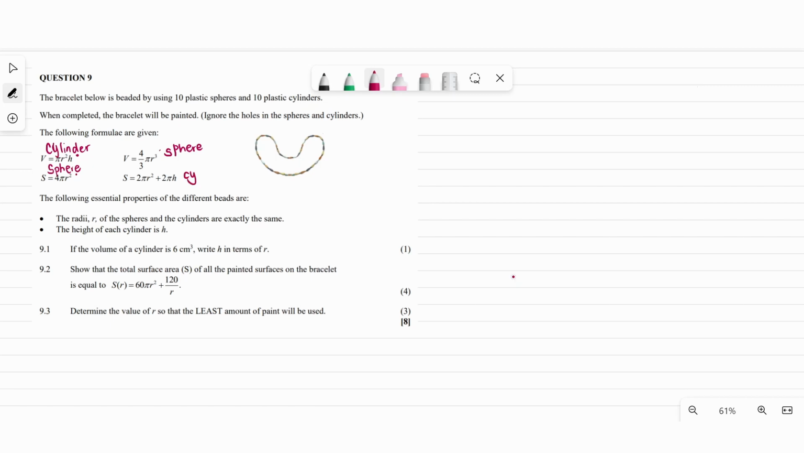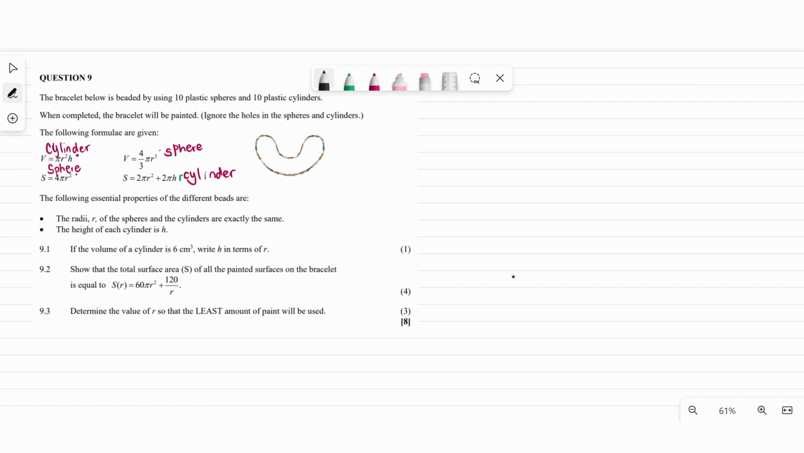The one that they gave you guys here is incorrect. It needs to have r here, so it's 2 pi r squared plus 2 pi r, so add an r, right? So now the bottom part, they say the following essential properties of different beads are, then they tell you that the radii of the sphere and the cylinder are exactly the same. Very important to know.